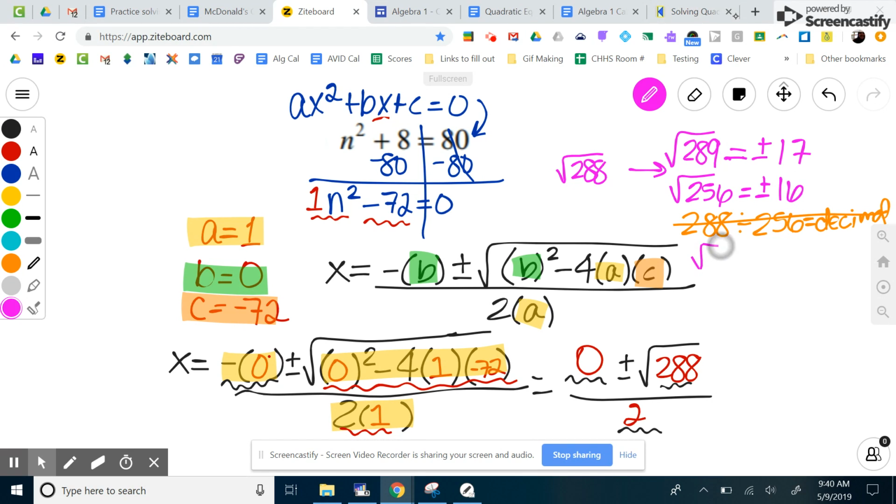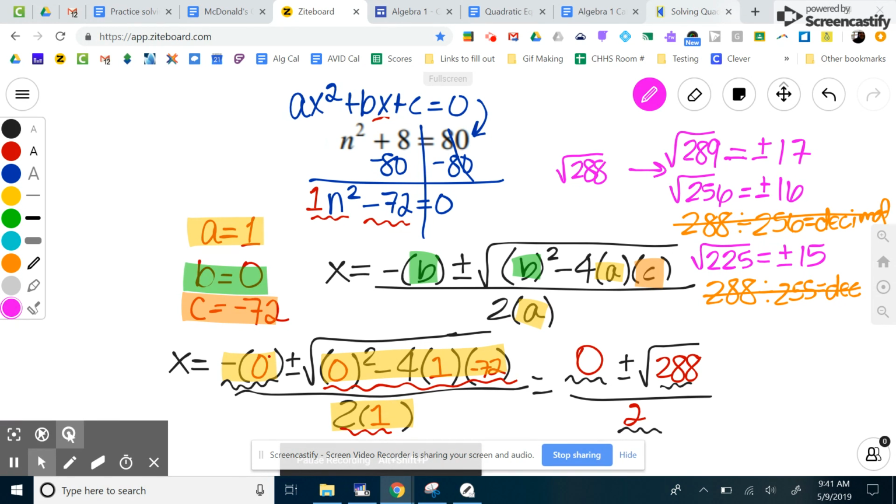So next one down is 225, which is plus or minus 15. So again, I'm going to divide. So 288 divided by 225. And when you do that, you're going to get a decimal again. Okay, so I'm not going to keep going. You know how to do this now. So pause your video, find the perfect square that fits into 288.